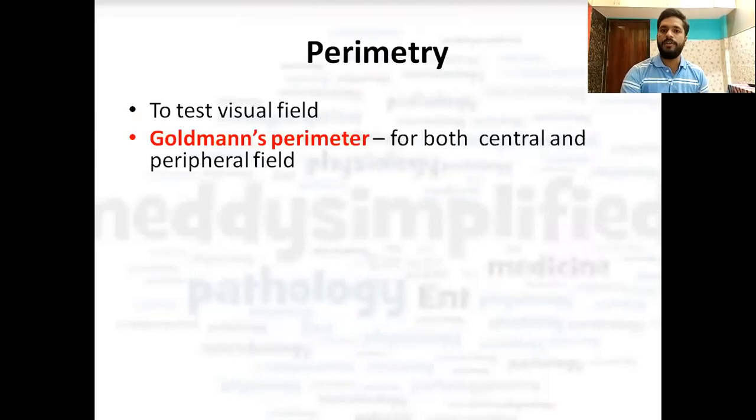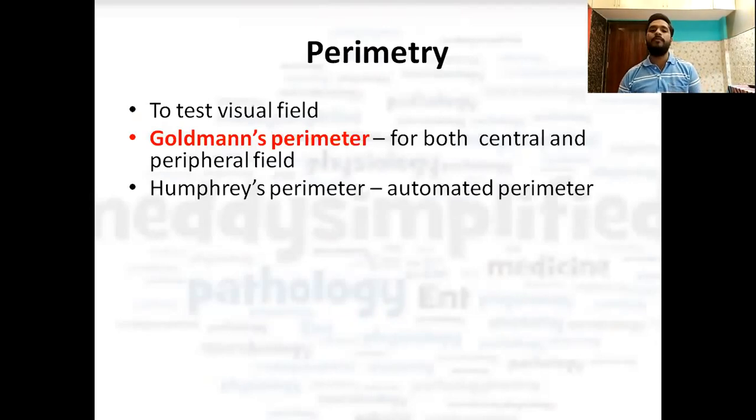Now talking about some instruments in ophthalmology. First is perimetry. What is the use of perimetry? We use perimetry to test the visual field. Now there are different types of perimetry. First is Goldman's perimeter. Visual field is central and peripheral, so to measure the central and peripheral, we have different kinds of perimeter. For this, the gold standard perimeter is the Goldman's perimeter. It is for both central and peripheral field vision.